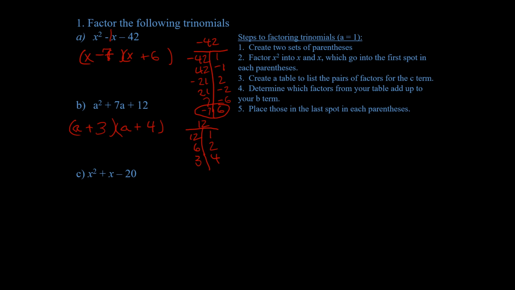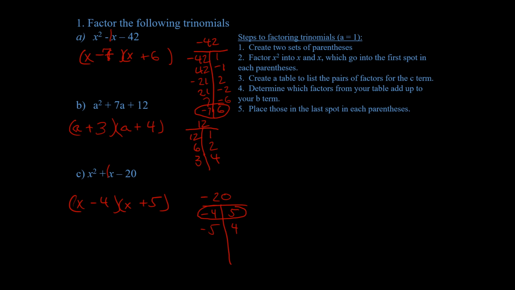Let's try one more. X squared plus x minus 20. So 2 sets of parentheses. In this case, I'm going to put x in front of each. And now I'm going to list the factors of negative 20. So we have negative 4 and 5. Then we have negative 5 and 4. Wait, I don't need to go any further. Since I'm trying to get to a positive 1, negative 4 and 5 add up to a positive 1. So minus 4 plus 5.